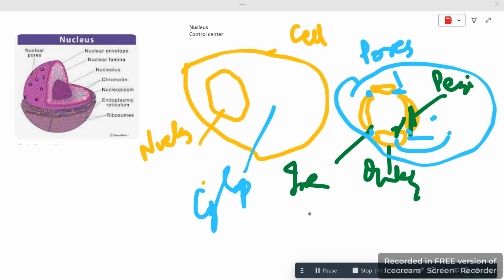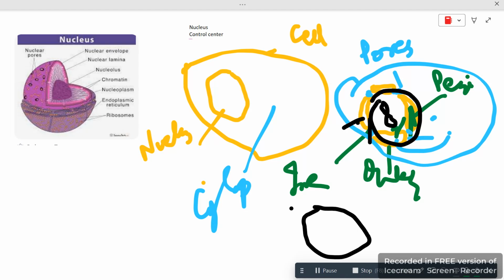So yes, now we are discussing what is inside the nucleus. You will find some material like chromatin or the chromosomes. What exactly are these? Now let's discuss. We know this is the inner membrane, this is the outer membrane, this is the perinuclear space, and these are the pores. Except these, this is the middle part which we'll be discussing.